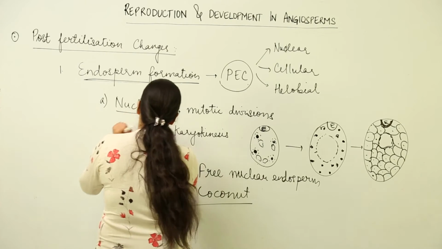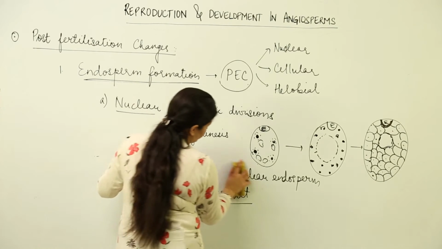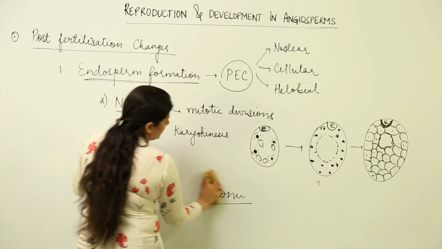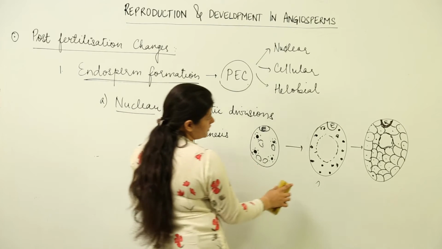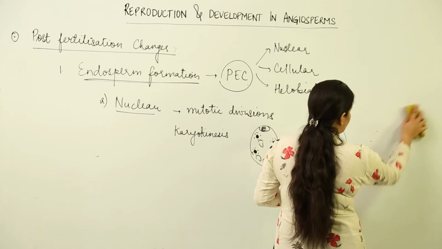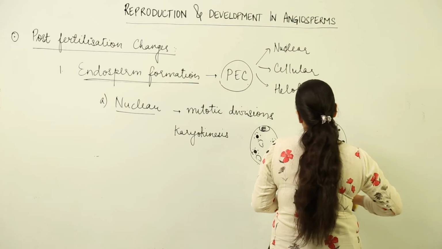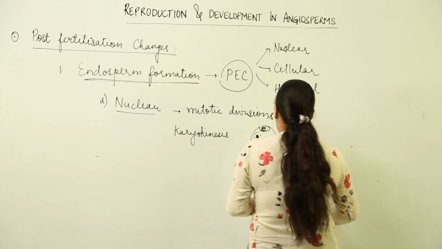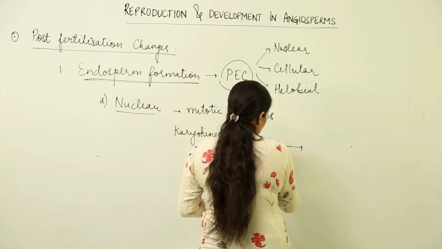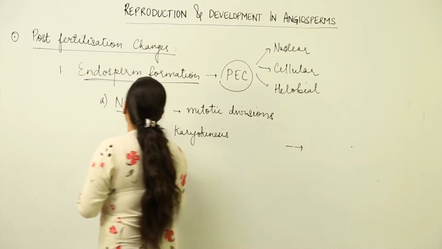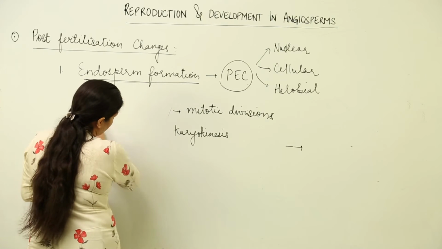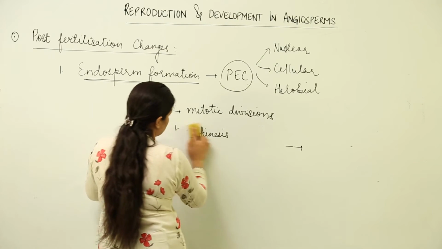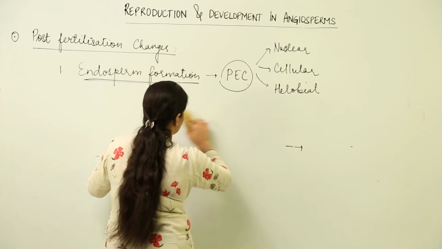Moving further, like in the nuclear endosperm, we had many nuclei being formed but cytokinesis was not taking place, as a result of which there was a free nuclear condition. Over here, the primary endosperm nucleus undergoes many repeated mitotic karyokinesis divisions without cytokinesis.